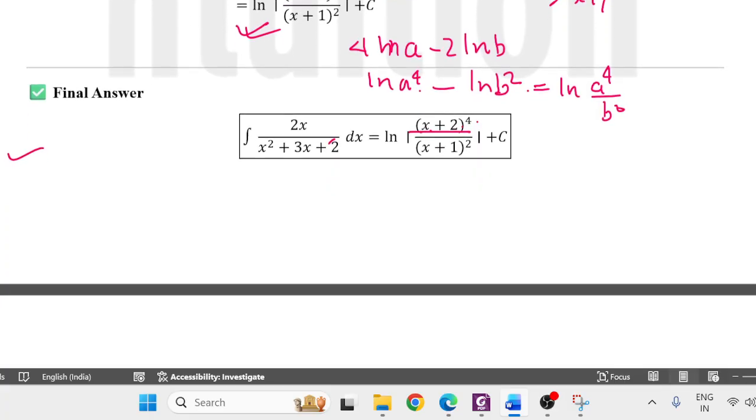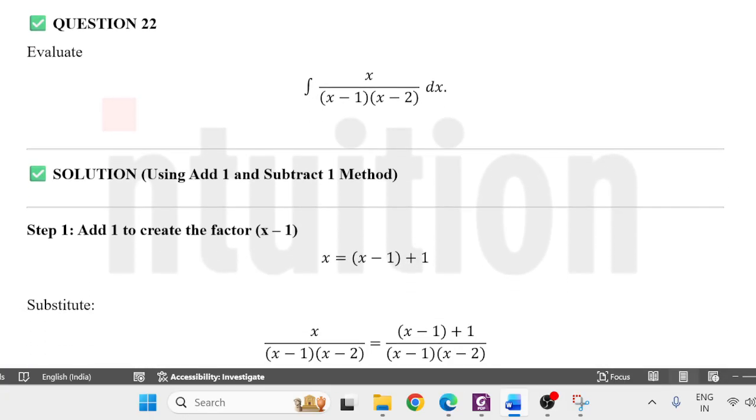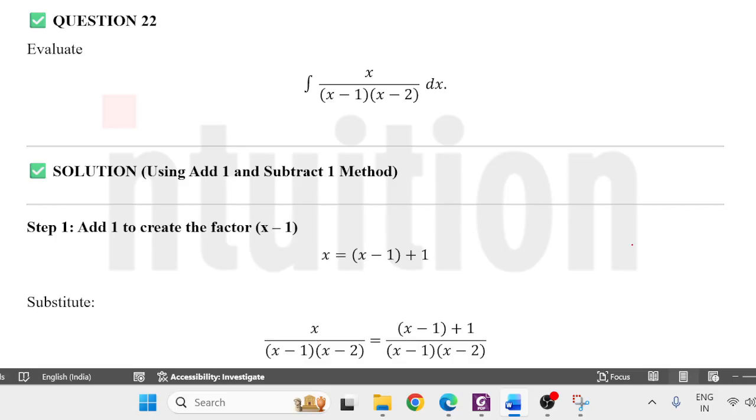So this is this problem. Now we'll go to question number 22 on the same pattern, and it is an objective with a few options. So this is the question: x divided by (x minus 1) into (x minus 2). So the objective is that we take your pen and try to do the problem step by step.